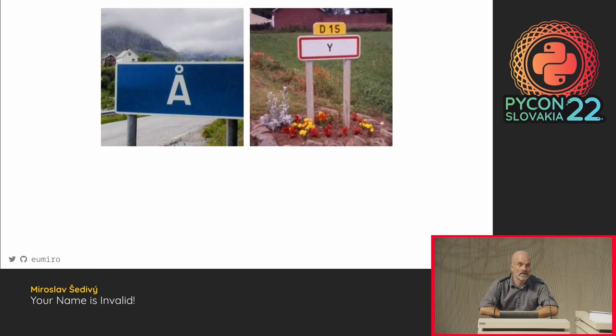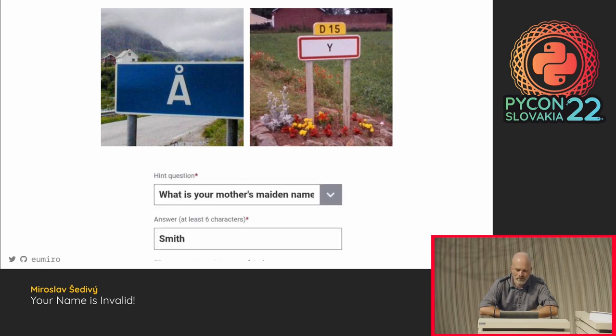And there are also names of places that may be too short. So O somewhere in the north, Y, well, this is somewhere in France. Well, it can be too short, so you shouldn't put something like, what is your mother's maiden name, and it should be at least 6 characters. Doesn't work always.